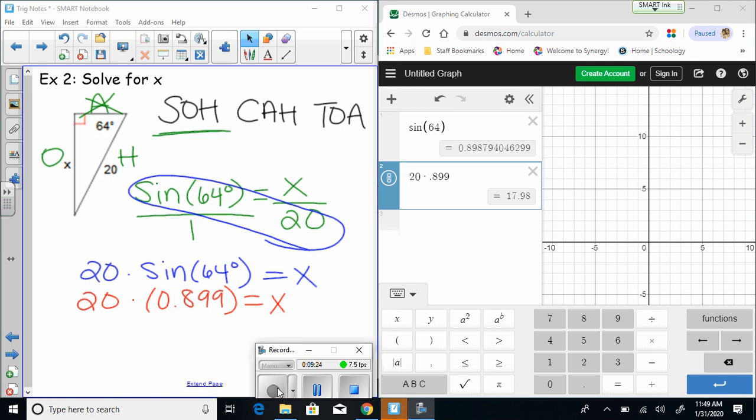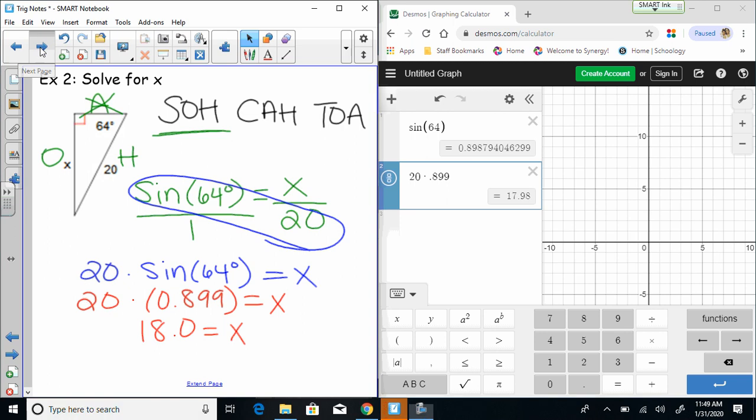All right, so when we do that, we get 17.98. And rounding that to the nearest tenth will actually give us 18.0 equals x. So round it. That means the opposite side on this triangle is 18.0. All right, so let's try the third one.